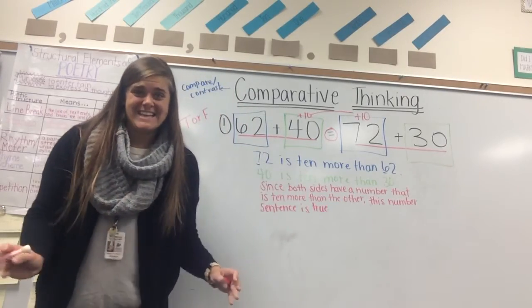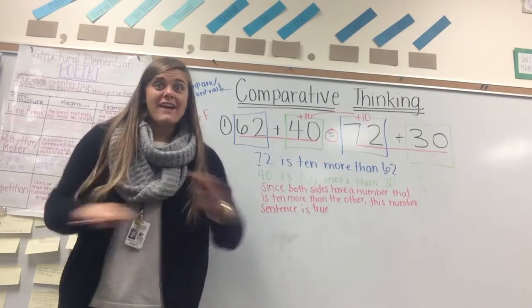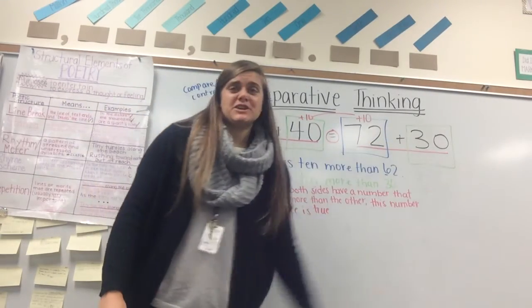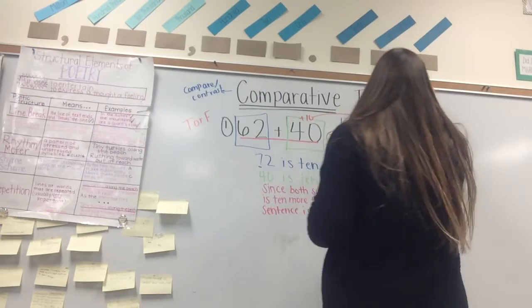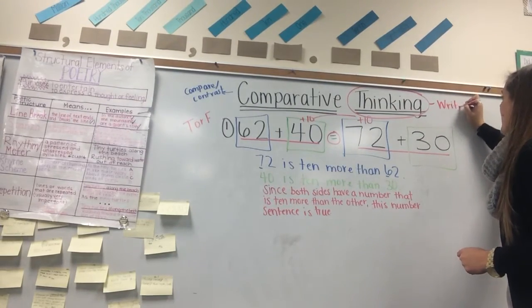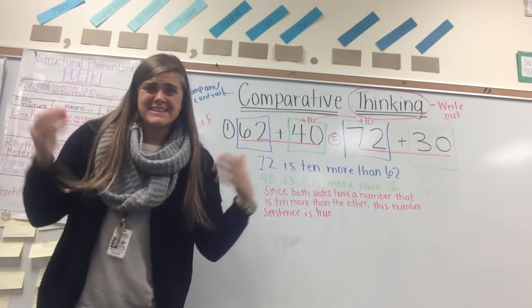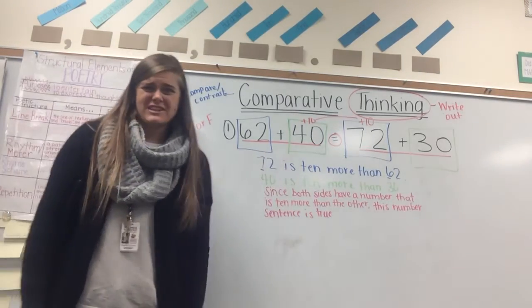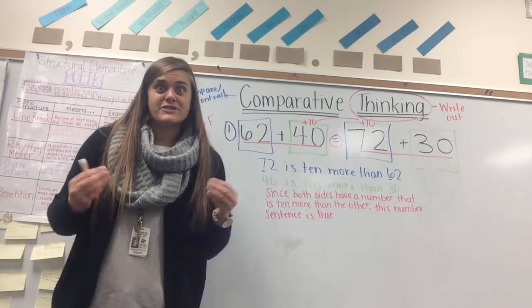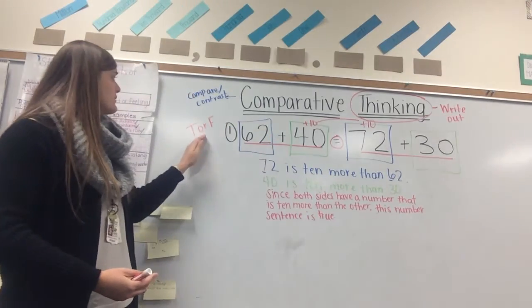Again, I can't say this enough. We are not solving both sides of the equation. We are not figuring out if 62 plus 40 is the same thing as 72 plus 30. We are using our thinking, okay? We have to write out why both sides are equal to each other. And that's what makes this standard hard. Anyone can solve these two sides of the equation. We've learned how to add already this year. But the big part is writing out in words why they are true or false.